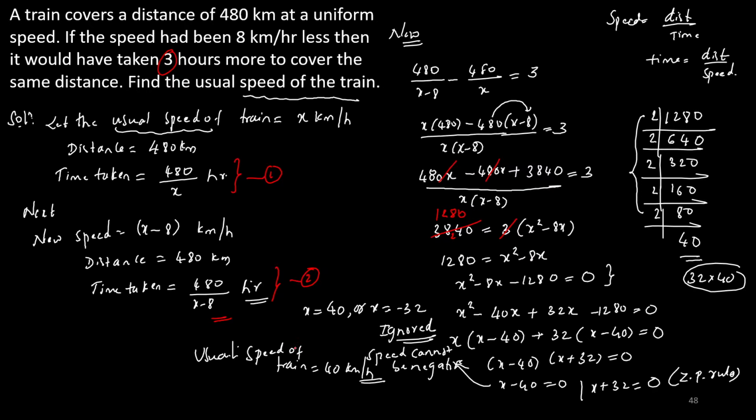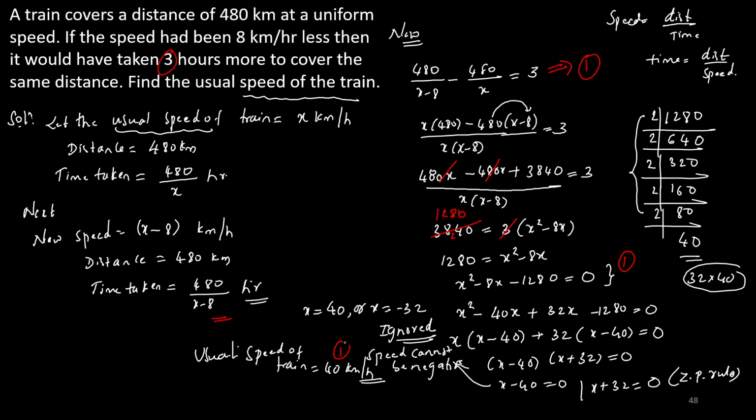How actually are the marks allotted? First of all, getting these equations is 1 mark. These are the equations. Getting to the standard form of the quadratic equation, you are going to get 1 mark. Clear?